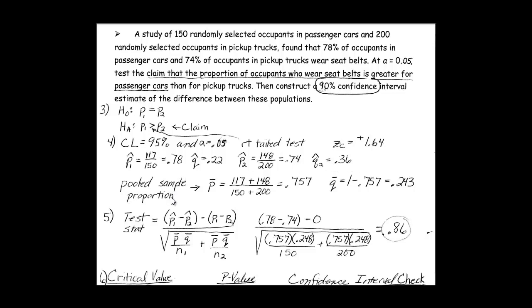Our pooled sample proportion is that p-bar. It's the sum of those who wear seatbelts in both cars as well as pickup trucks over the total number of participants in both of these sample surveys. So we end up with 0.757 for that pooled sample proportion, and our q-bar, which is 1 minus our p-bar, would be 0.243.